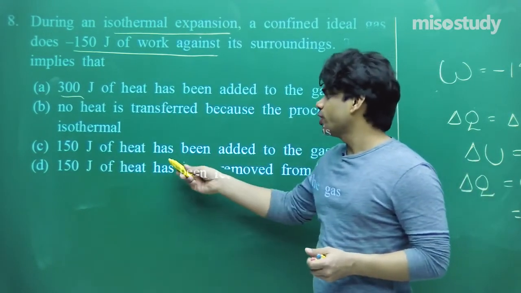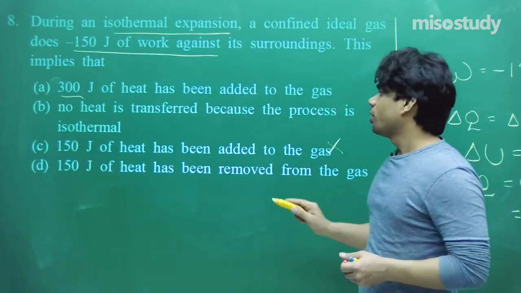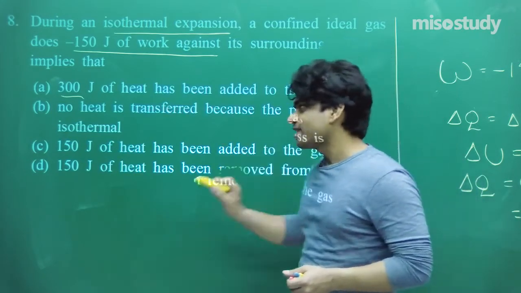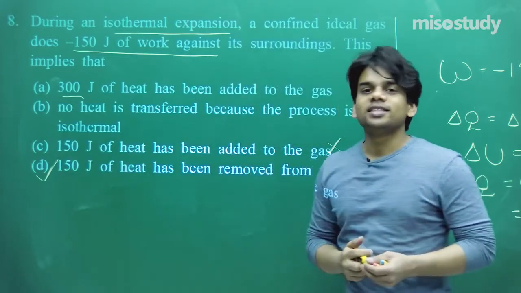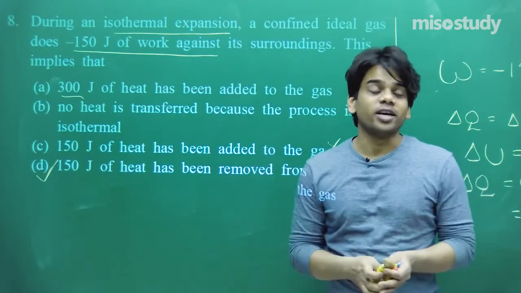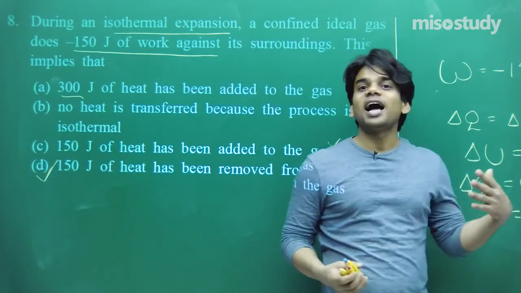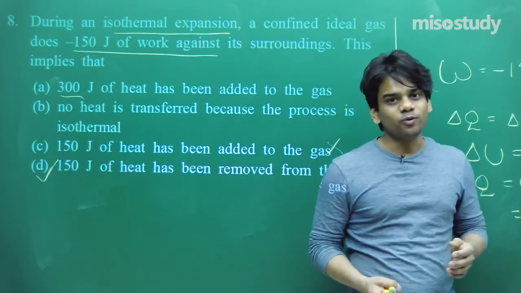Option number C, 150 joule of heat has been added to the system. No. 150 joule has been removed from this gas. Yes, 150 joule is removed from the gas. That is what we can identify. If it is plus, then heat will be added. If it is minus, heat will be removed.